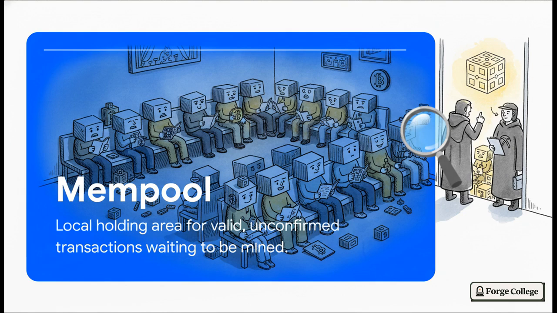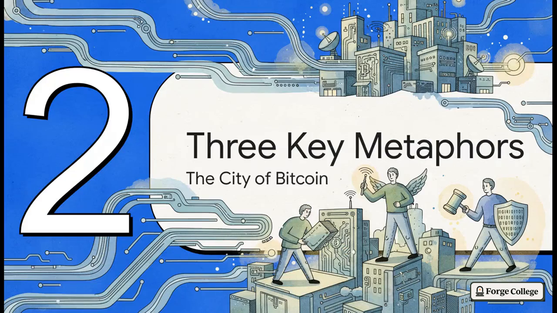When you send a transaction, it doesn't just instantly magically appear in the blockchain. First, it goes to this local holding area. Every single node keeps its own mempool of valid, unconfirmed transactions. They're just kind of sitting there, flipping through old magazines, waiting for a miner to call their name and pack them into the next block. Keep this waiting room analogy in your back pocket so you aren't tripped up when we track a transaction's workflow later. Moving on to Part 2, 3 key metaphors, the city of Bitcoin.